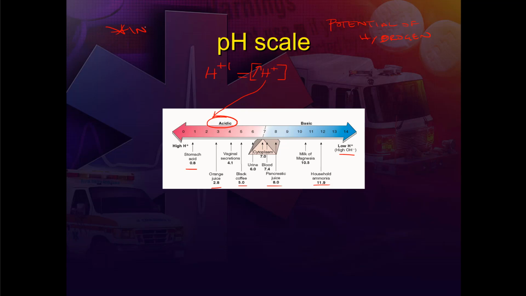Put a star here. Inverse relation. So that means that the numbers on the scale are inversely or oppositely related to the value of hydrogen ions. That means that a lot of hydrogen ions is 0 on our scale.